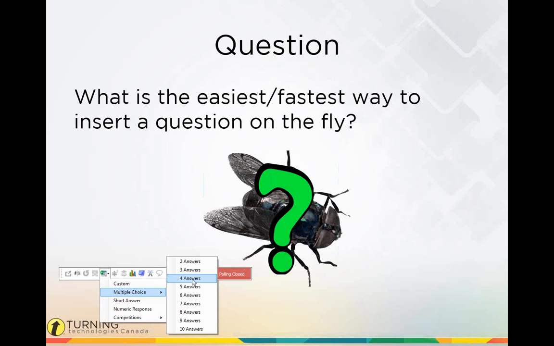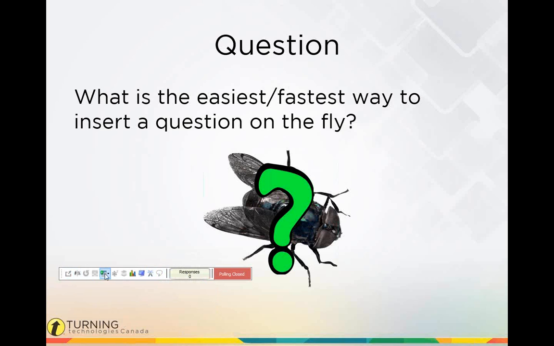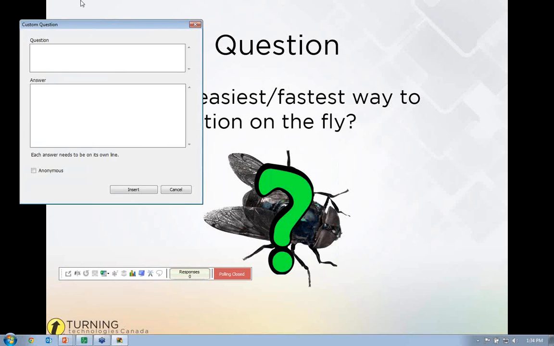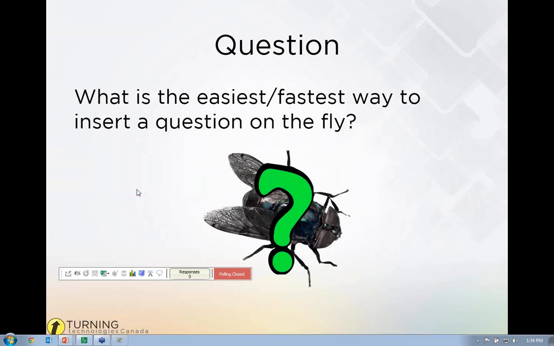It's just going to allow the audience to push 1, 2, 3, 4, or 5 based on what you verbally asked them. If you would like to type something in, if you choose this custom option, it's going to allow you to do that. So I'm going to type my question, type my answer choices, just one answer per line. I don't need to do anything as far as separating them. And I'm just going to hit the insert button.